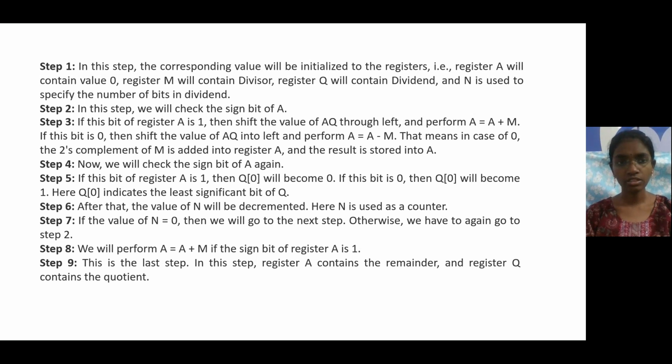Step 6. After that, the value of n will be decremented. Here n is used as a counter. If the value of n is equal to 0, then we will go to the next step. Otherwise, we have to again go to step 2. Step 8. We will perform A is equal to A plus M if the sign bit of register A is 1. Step 9. This is the last step, and in this step register A contains the remainder and register Q contains the quotient.